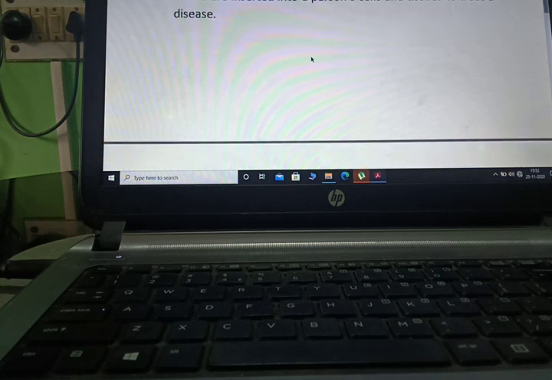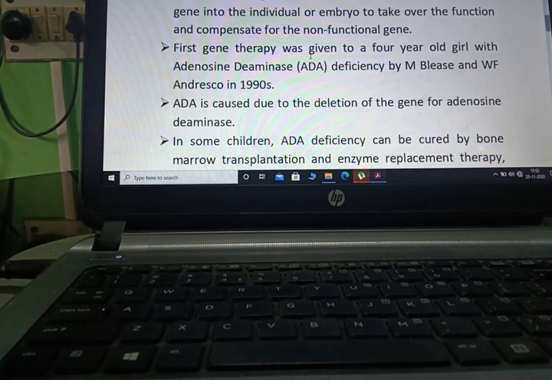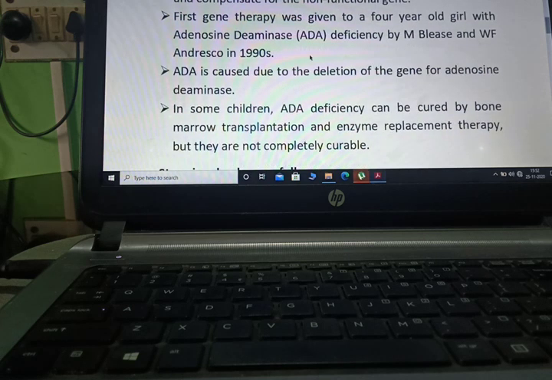Gene therapy. It is a collection of methods that allows correction of gene defects diagnosed in a child or embryo. Genes are inserted into a person's cells and tissues to treat a disease. Correction of a genetic defect involves delivery of a normal gene into an individual or embryo to take over the function and compensate for the non-functional gene.